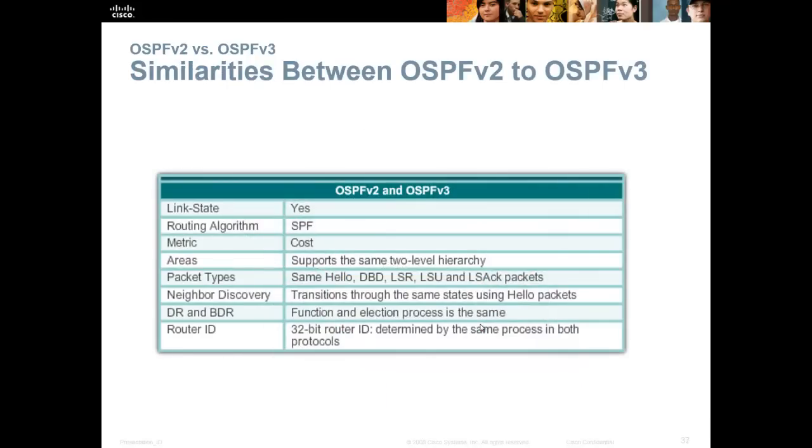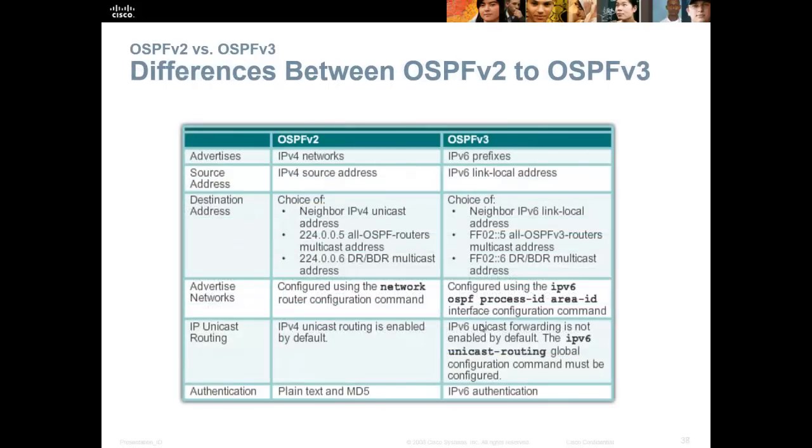They're both link state protocols. They both use shortest path first. They both calculate based on the cost. They both use areas, and area 0 is the same. They both have the same packet types. So really everything's the same except for the IP addresses that are used. So again, IPv6 just uses IPv6 addresses. The commands all have IPv6 in there, so show IPv6 route, that kind of thing.